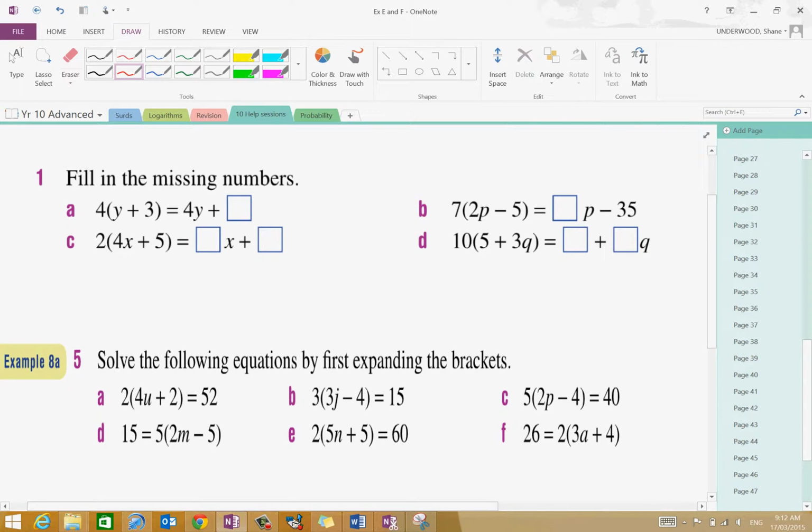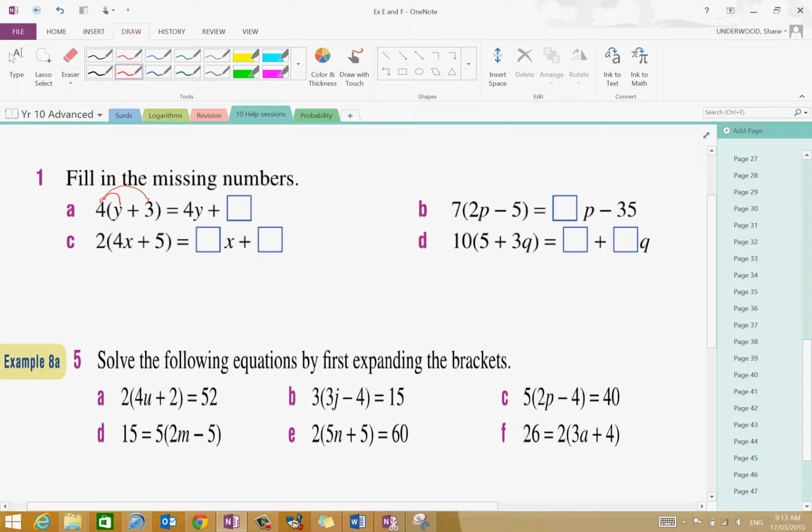Okay, now filling in the missing numbers. Well, first of all, what law are we doing here, Blade? When we're expanding brackets? Distributing. Distributive. Distributive law. Awesome. Now, there's other laws, and we will get to those, or you have already seen those, associative law, commutative law, that sort of stuff. But we are using distributive law. What that means is that we're multiplying the 4 by y, and we're also multiplying the 4 by 3.